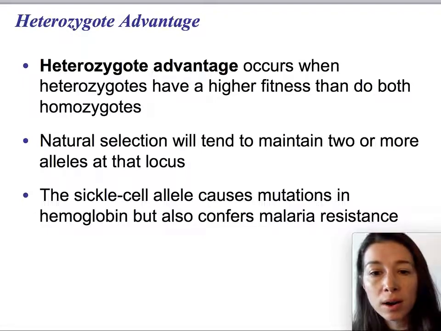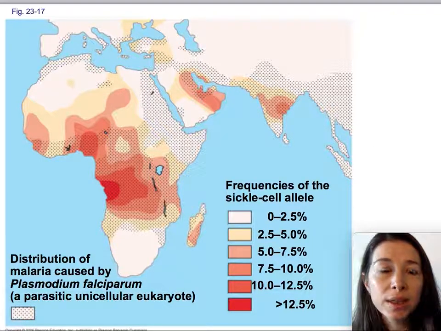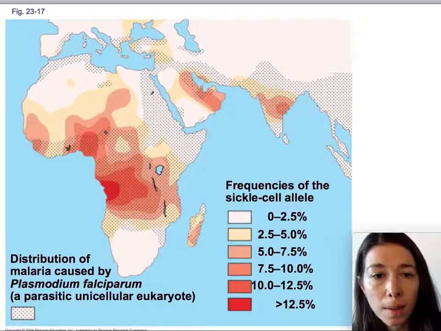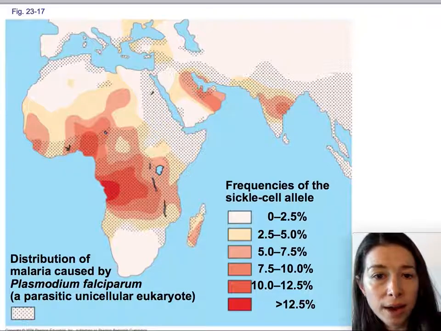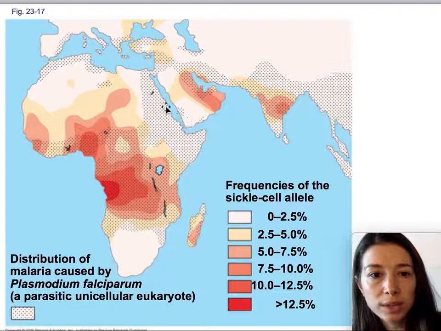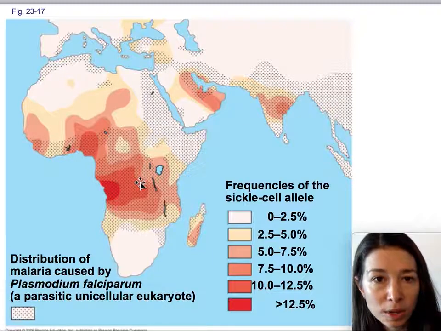Let's look at where individuals that have this heterozygous genetic makeup are distributed and compare that to the distribution of malaria-carrying parasites. In the dotted areas, here in gray, these are all the regions where the malaria-carrying vector is present. So we can see here, right in Africa and along some of the coastal regions here, malaria-carrying plasmodiums are present.